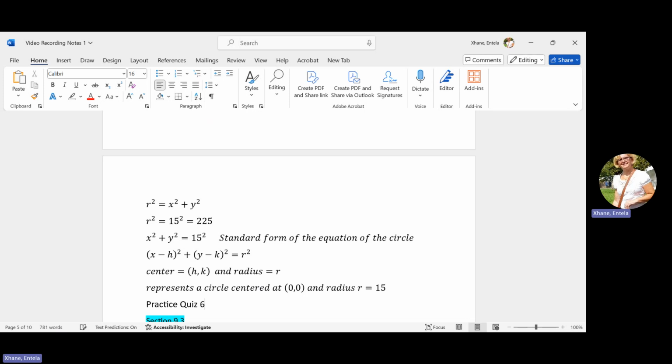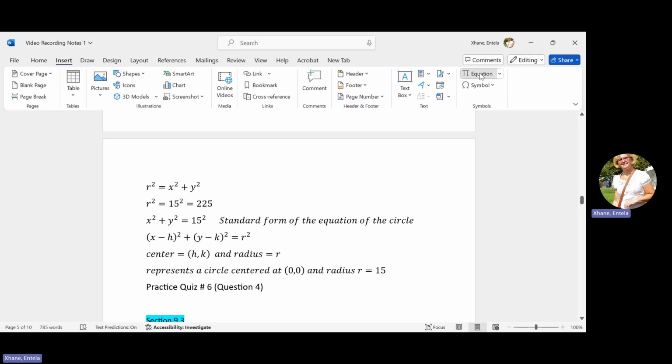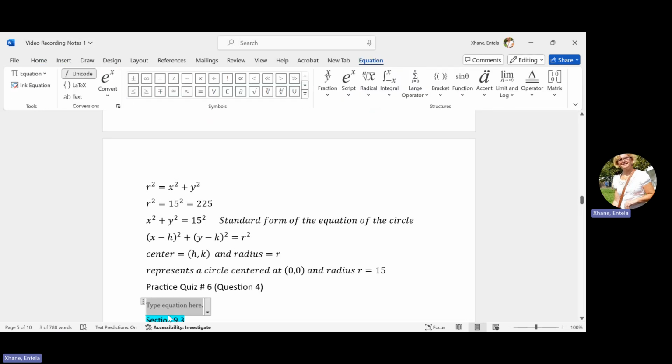Practice quiz 6. And this is your question 4. There are two polar equations. One of them is very similar to the one that I just did, so you're going to rely on this form.